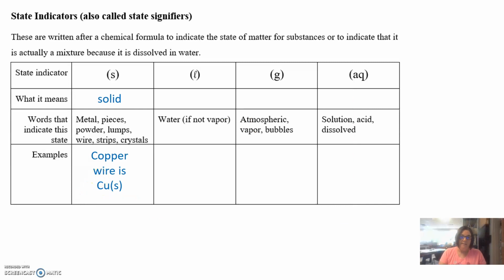The next one is parentheses L, and I like to use a cursive L because if I don't, I feel like it just looks like a 1. So yeah, I like to use a little cursive L, and that stands for liquid. And the only liquid that we probably are going to work with is water, if it's in the liquid form, if it's not ice, and if it's not water vapor, because what you'll learn over here is that most of the things that look like liquids to us are actually water with something mixed in.